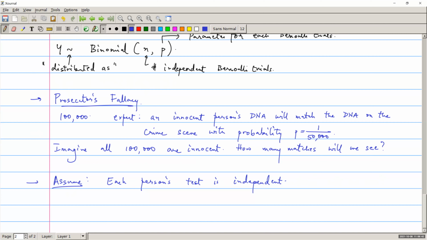So we are assuming all are innocent. Each time somebody goes to do the test, the result may come up to be match or not a match. It is a match with probability 1 over 50,000 and not a match with probability 1 minus 1 over 50,000. Now can you tell me how to model this given what we have been talking about so far? Okay, so here is where the Bernoulli trials come into play.